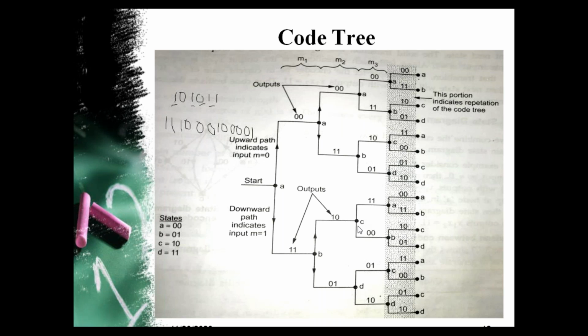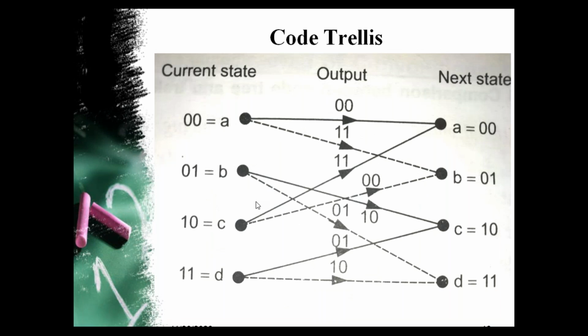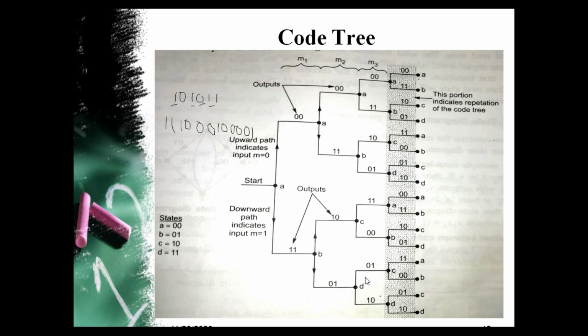Then if the present state is C, we can check from the code tree: C is the present state, 1 is the input bit, next state will be B, and the output bits are 0, 0. That is represented here: C to B transition with 1 as the input, therefore a dotted line, and along that path 0, 0 are the output bits. Okay, then from D we can check from the code tree. D to C with 0 as the input, D to D with 1 as the input, and along those paths 0, 1 and 1, 0 output bits.